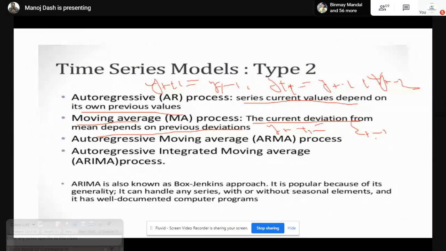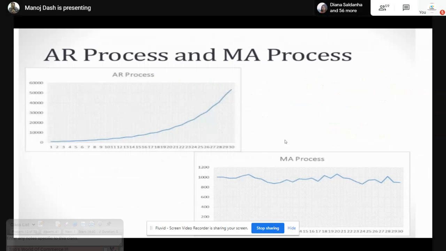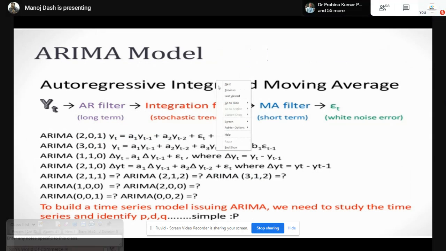Clear? So what is auto-regressive moving average? It is called AR plus MA. This is called the autoregressive process. This is called the moving average process. This is residuals, this is our own value. Any doubt? No.